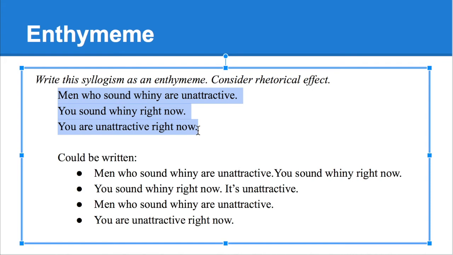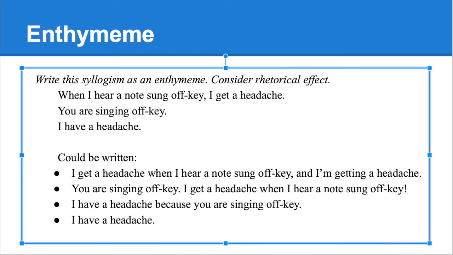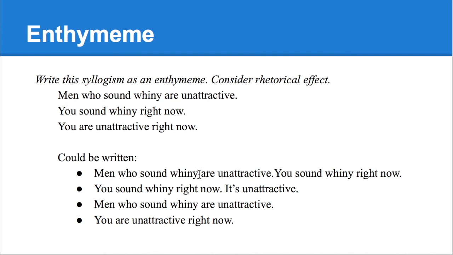What if you had this argument? Men who sound whiny are unattractive. You are sounding whiny right now, so you are unattractive right now. Again, in real life, you wouldn't spell it all out like that. You'd probably say it one of these ways. Men who are whiny are unattractive. You are whiny right now. What does that make you feel like? That's probably like, oh, she's trying to be nice to me. I'm assuming this is a guy and a girl. She's trying to just imply that she thinks I'm unattractive. That's kind of a nice way of putting it, even though it hurts.